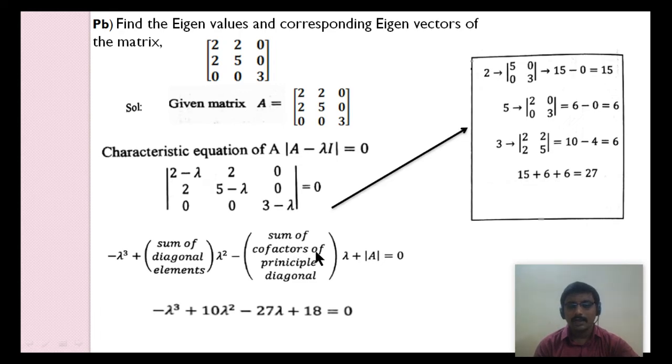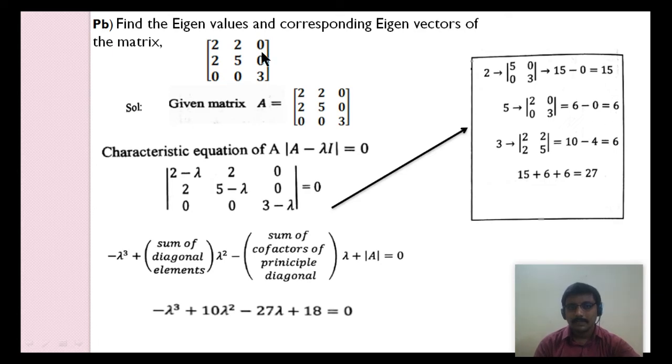Now the sum of cofactors of the principal diagonal. It can be computed like this, that is, the sum of the minors of the leading diagonal elements. Delete the row and column which contain 2. We will have the submatrix 5, 0, 0, 3, whose determinant is 15. Now delete the row and column which contain 5, the middle element. We will have the matrix 2, 0, 0, 3. Computing this determinant, we have 6.